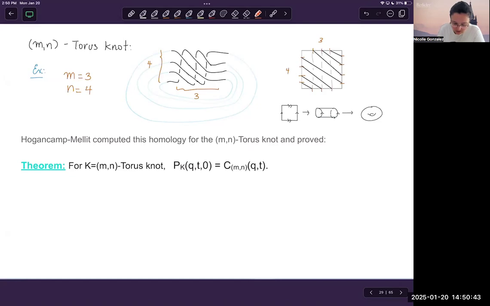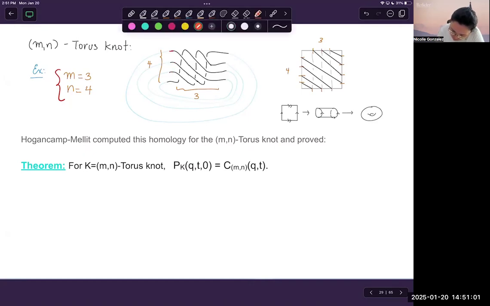So an M,N torus knot is the following construction. I'll do it through an example because in general it's exactly the same and you'll get the gist. So let's suppose you have m equals 3 and n equals 4. You want to start with, let's say, 4 strands here. Do it with the highlighter.